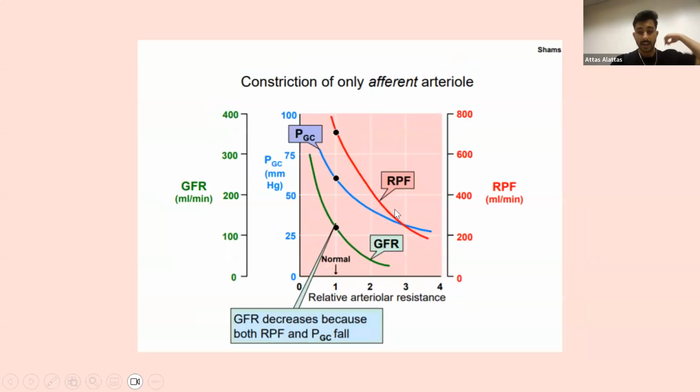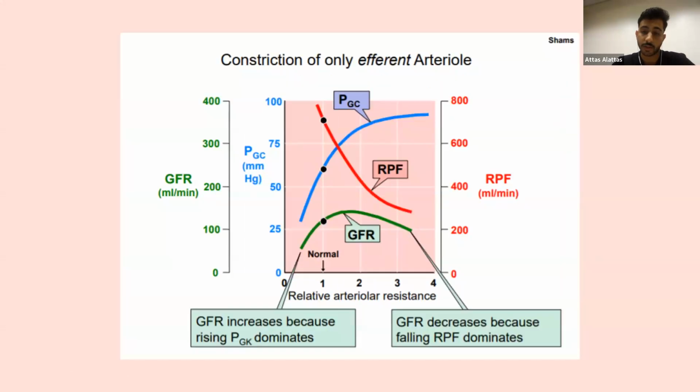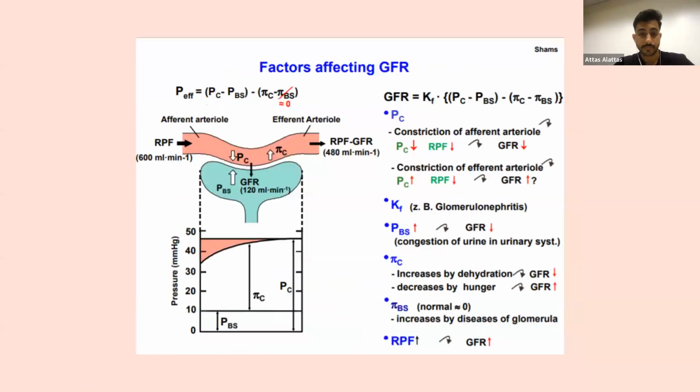So in constriction of the afferent arteriole, there is only one scenario: the GFR will always decrease. However, in constriction of the efferent arteriole, the GFR depends on whether the constriction is moderate or severe. Moderate constriction, the GFR will increase. Severe constriction, the GFR will decrease. Is that clear?